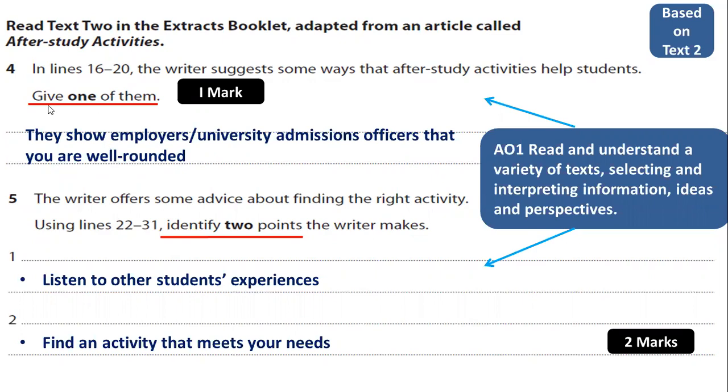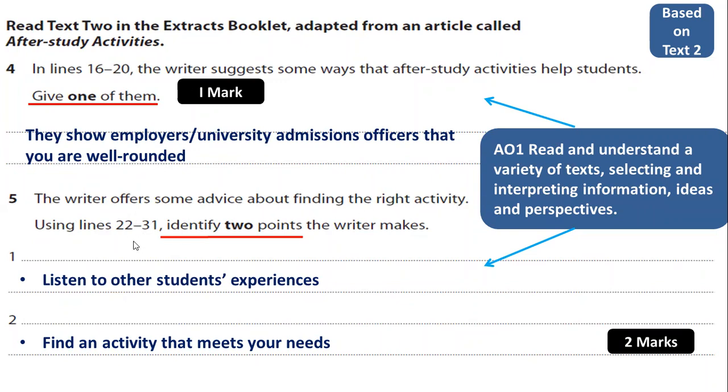So once again, here it says question number 4. It's more like question number 1. You are given 1 mark and you're supposed to use your interpretation skills, your ability to read and understand, and then pull up certain ideas. The question number 5, the writer offers some advice about finding the right activity.